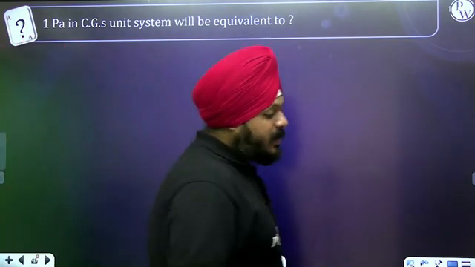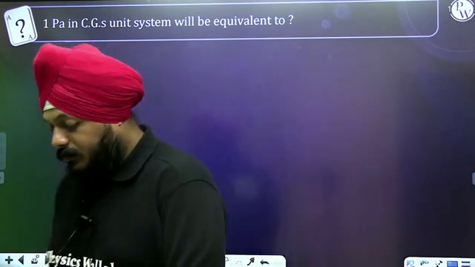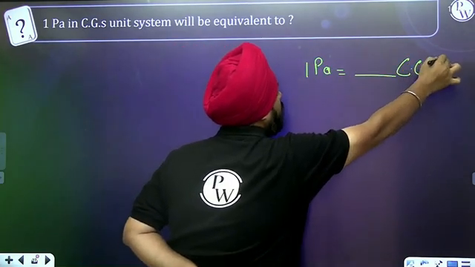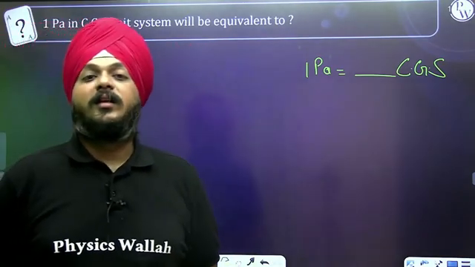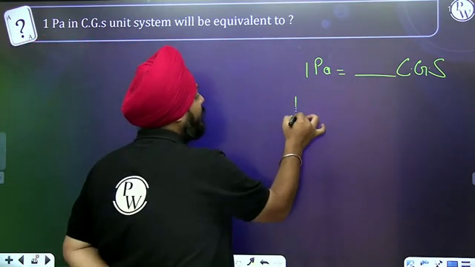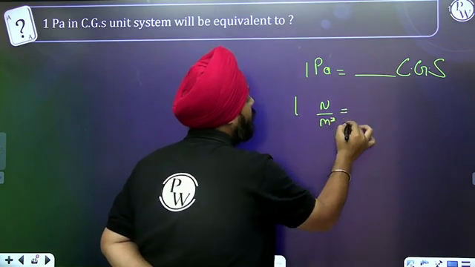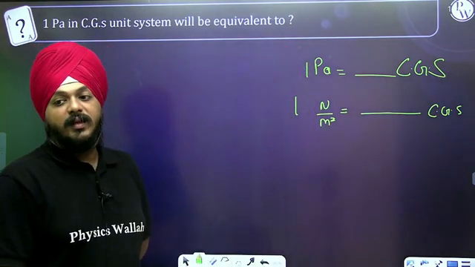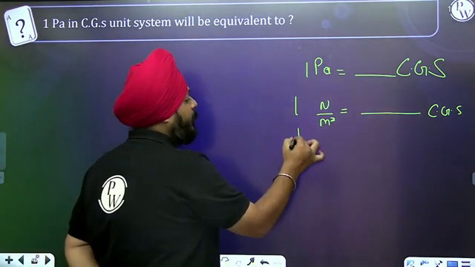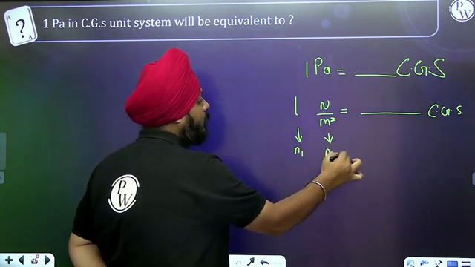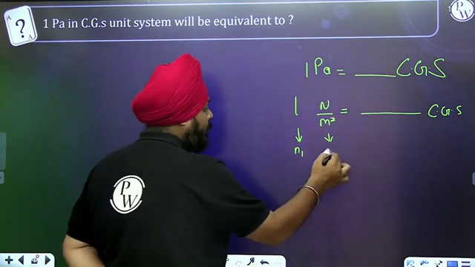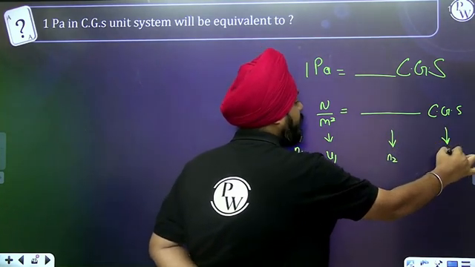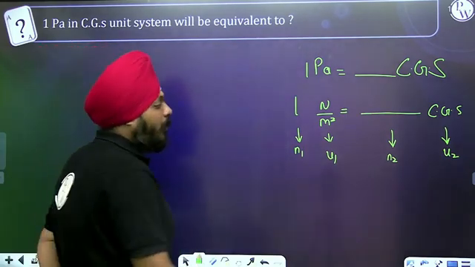1 Pascal in the CGS system. Very simple explanation for it. 1 Pascal, Newton per meter square, is equal to dash in CGS. Can I say this is N1? Can I say this is U1? Can I say this is N2? Can I say this is U2? Can we compare this formula?